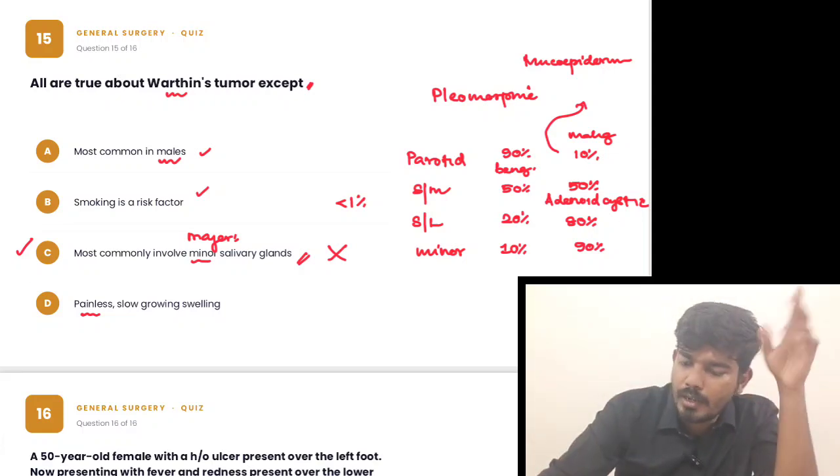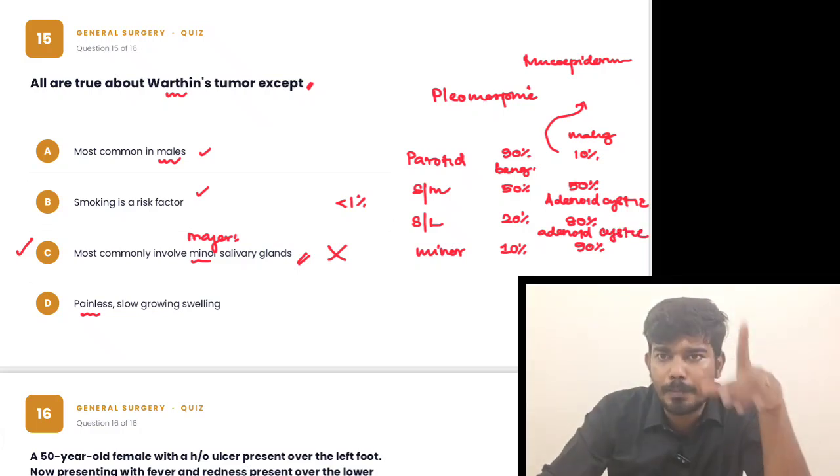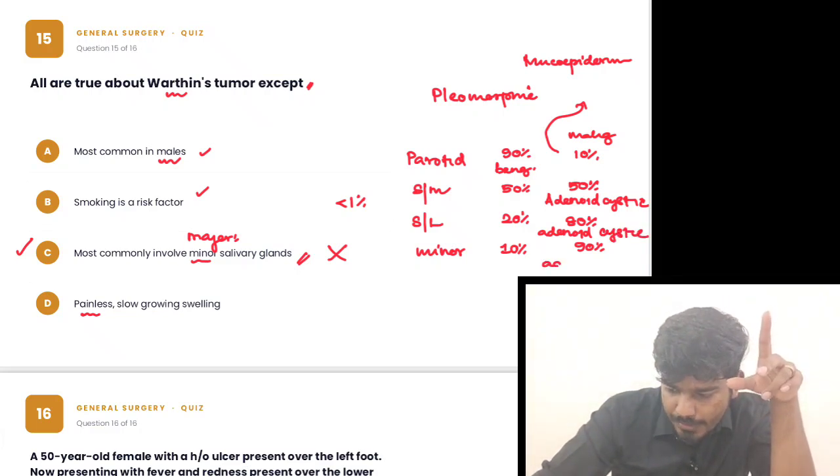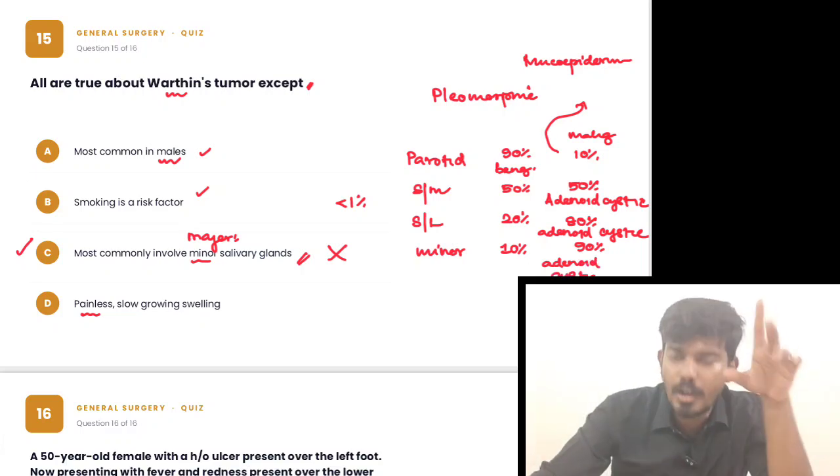Then sublingual: the most common malignant tumor is adenoid cystic. The most common tumor is also adenoid cystic. In the same way, in the minor glands also, the most common malignant tumor is adenoid cystic. The most common tumor of the minor glands is also adenoid cystic.